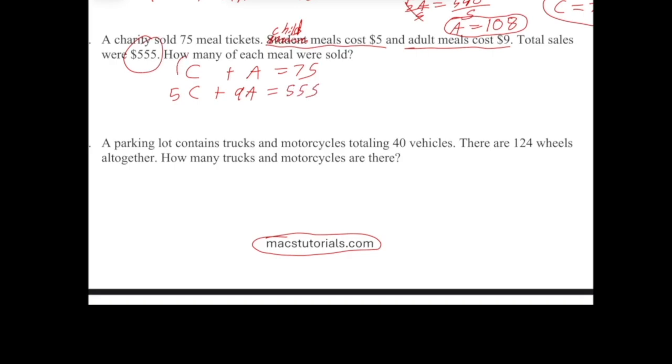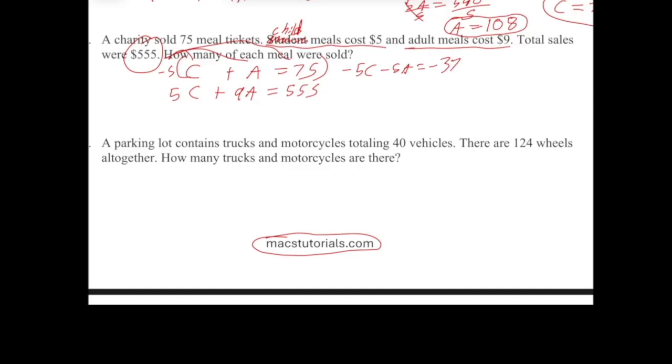So I'm going to multiply this one by a negative 5 because I want to get rid of my C's. But remember, I have to multiply all three. So I'm going to get a negative 5C minus 5A equals whatever 5 times 75 is. Do you know what that is? I do. It is 375. If you don't believe me, ask your calculator.